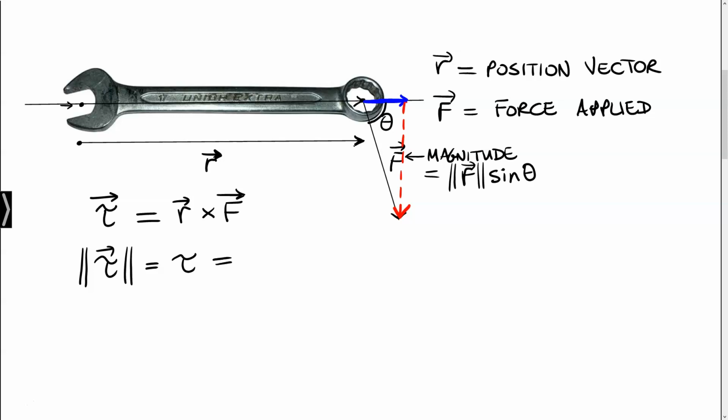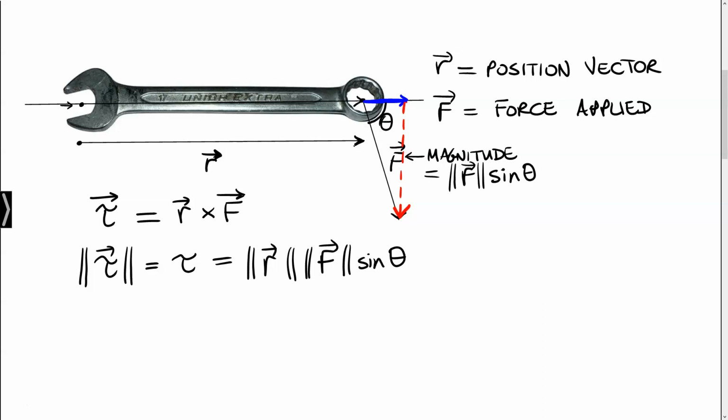So we see that that would be r times f times sine theta. And remember, that is exactly the formula for the magnitude of the cross product. The magnitude of the cross product was the product of the magnitudes of the two vectors times the sine of the angle between them. So that makes sense.